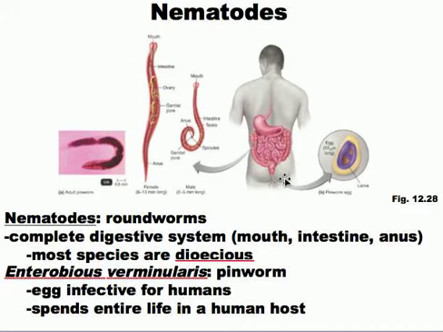So this is how the life cycle goes with the pinworms. Now, a diagnosis for pinworms can be made by the Graham sticky tape method, and in this method they simply use a piece of sticky tape on the skin of the perianal region. They remove it and they check for eggs. If they find eggs, then that person is infected with pinworms.